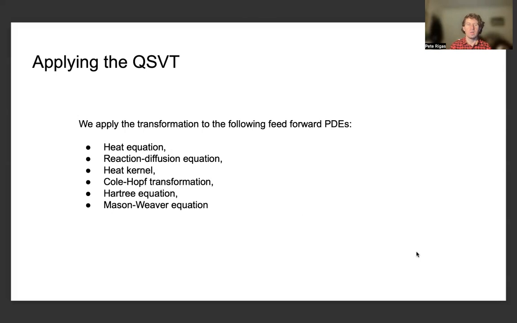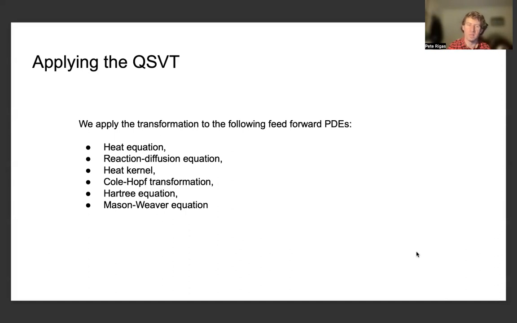And we can apply the quantum singular value transformation to the following feed-forward partial differential equations. We can look at the heat equation, the reaction diffusion equation, the heat kernel equation, the Cole-Hopf transformation equation, as well as the Hartree equation and the Mason-Weaver equations. And a lot of these partial differential equations have very similar quantities that can be used for A and B, where B is another quantity that we're going to introduce, which is related to the structure of whatever partial differential equation or differential equation we're interested in solving.